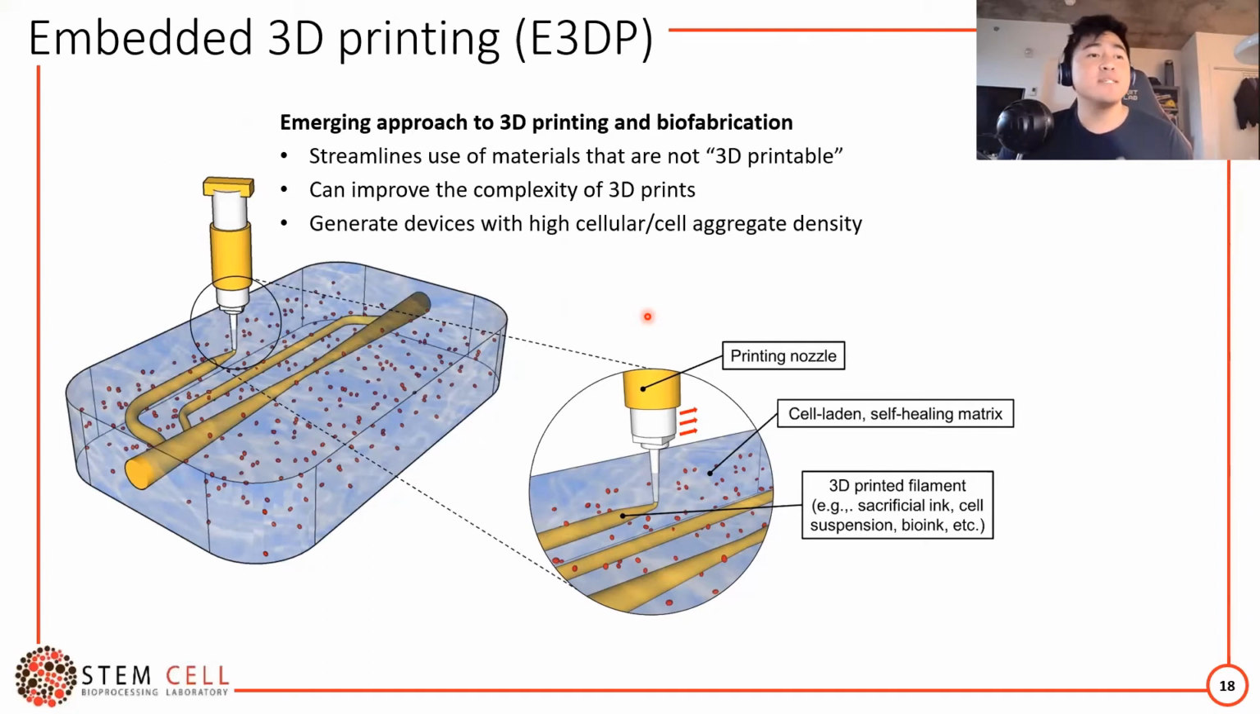Now, this is really great because a lot of biomaterials or materials used for tissue engineering are pretty soft or pretty liquid and aren't able to be 3D printed. And this is a great way to streamline non-3D printable materials. It can also improve the complexity of the 3D prints, especially if the bath is not just a support, but also has some function, which is what you'll see in some of our work. And it can also help with creating higher density, having more cells in your construct.